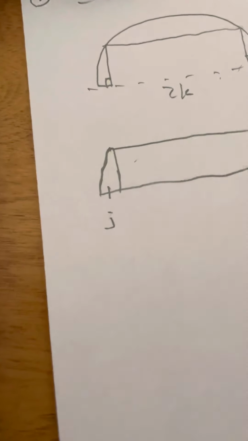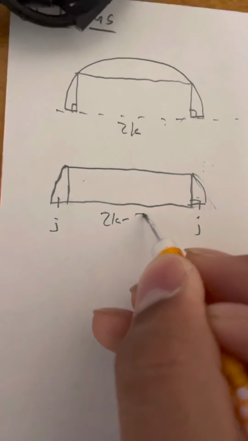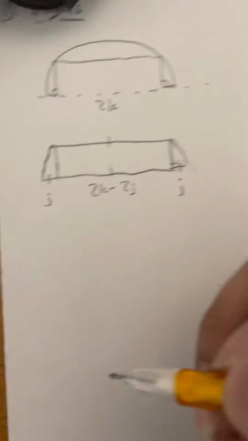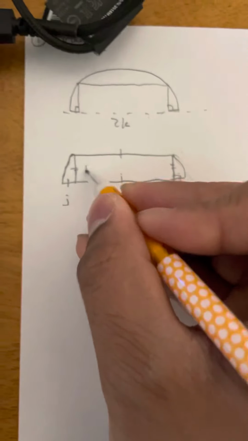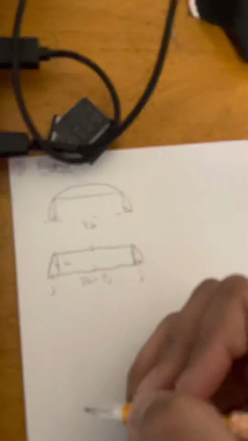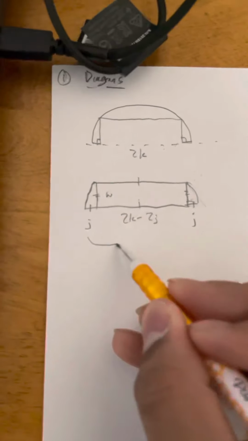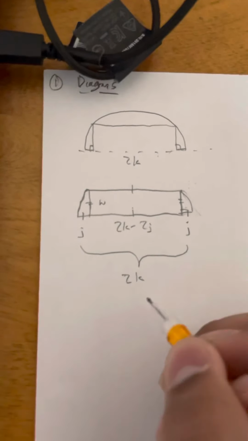I'm just going to name this a random variable, like variable j, right? Now that we have this, we can say that the total 2k subtract 2j would give us the length of our side over here, which is the same as that. We also have a width that's the same, but we're not calculating for the width, we're calculating for the length, so that's not too important either. And just for a little added detail, this entire thing is equal to 2k.